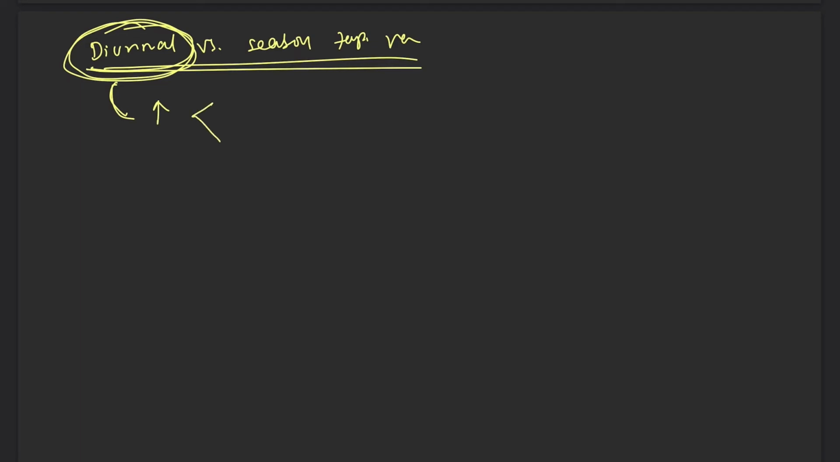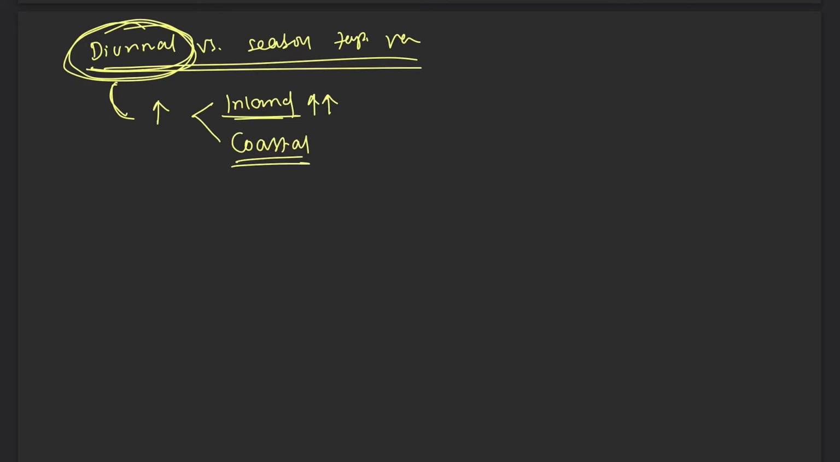Two areas are there. One is inland, where no large water bodies are present that can significantly affect this temperature difference. Another is the coastal area, where you can find the sea or ocean. So where will the diurnal temperature variation be more? Diurnal temperature variation will be more in inland.